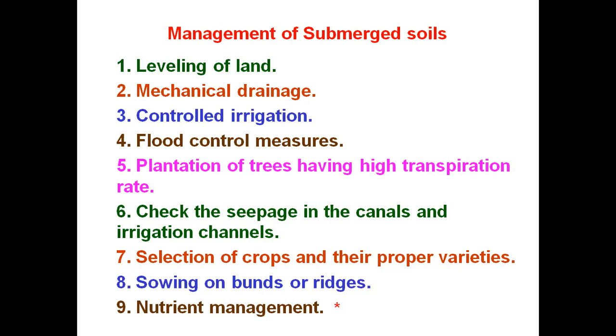We have to go for the plantation of trees which have a high transpiration rate so that the excess amount of water will be removed by these plants. As well, we have to check the seepage in the canals or the irrigation channels, which also gives submergence of the soils nearby these canals or channels.